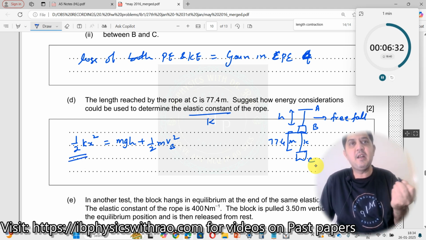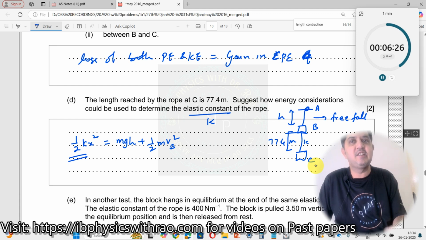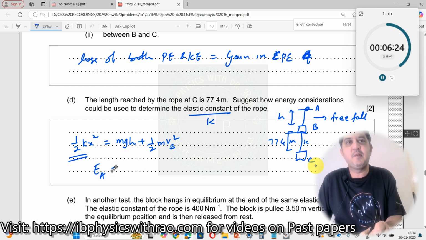Or there is one more way to do it. What is that way? You can say whatever is the energy at this point is equal to the energy at this point C. You can mention this also. But anyway, this is more convenient, so we are not going to use that one here. This would be the right answer.